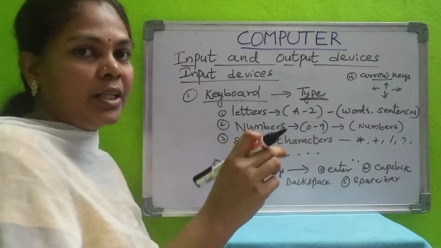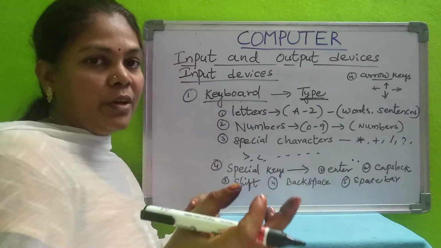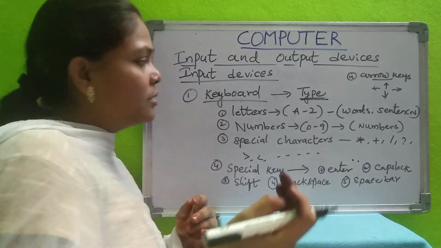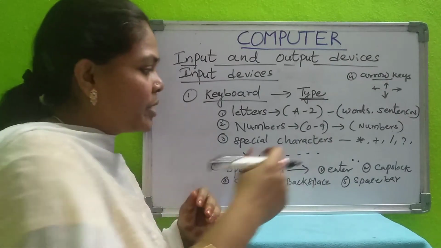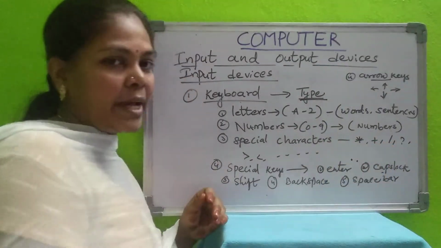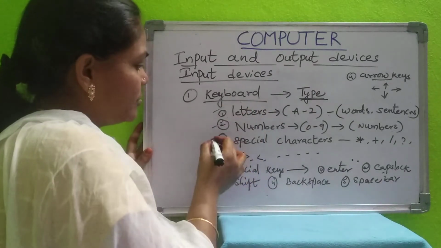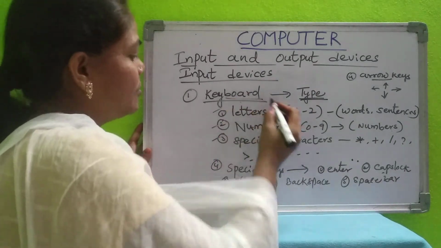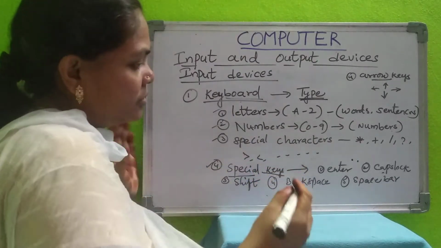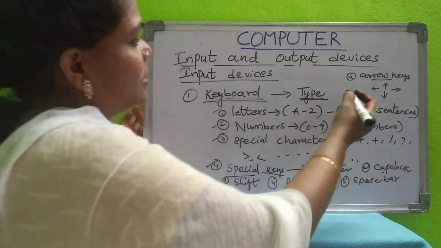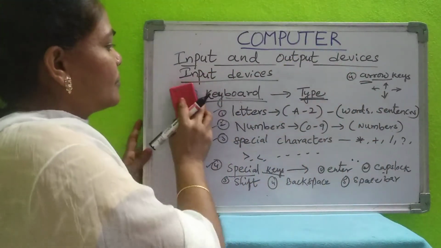Whenever you take the cursor using these arrow keys, it will be moved and there you can type the information, or you can use the backspace to erase the letters. You can use caps lock to type capital letters. Okay, we can type letters, numbers, special characters from the keyboard, and we have these special keys to do different operations, and these arrow keys to move the cursor in 4 directions.